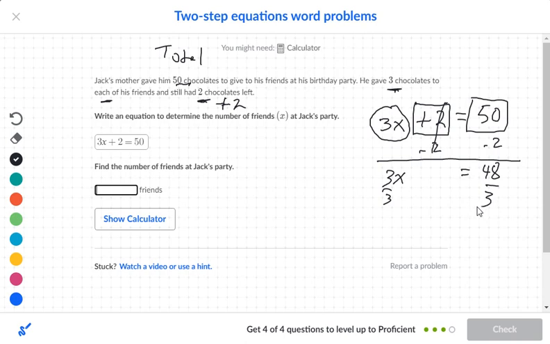I'm going to divide both sides by 3. So x is equal to, this is going to be 16. So he had 16 friends there at the party, and each one of these 16 friends got 3 pieces of candy. Well, if you went back and checked, 3 times 16 is 48. Since he had a total of 50, he will have 2 left over. So it does make sense. So right here we type 16.